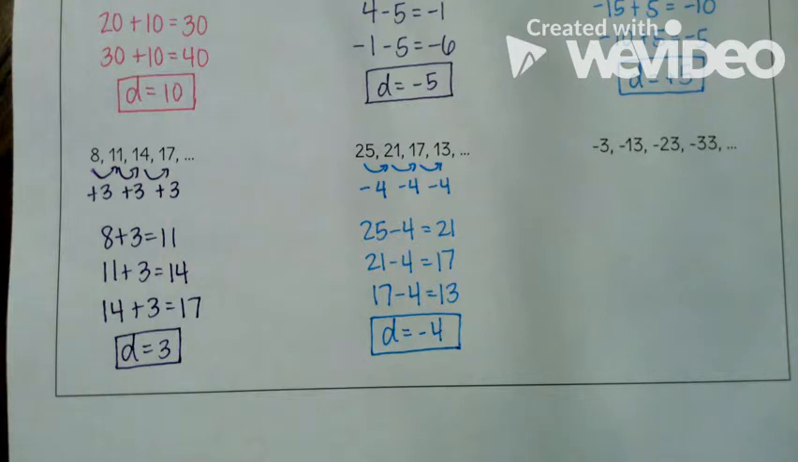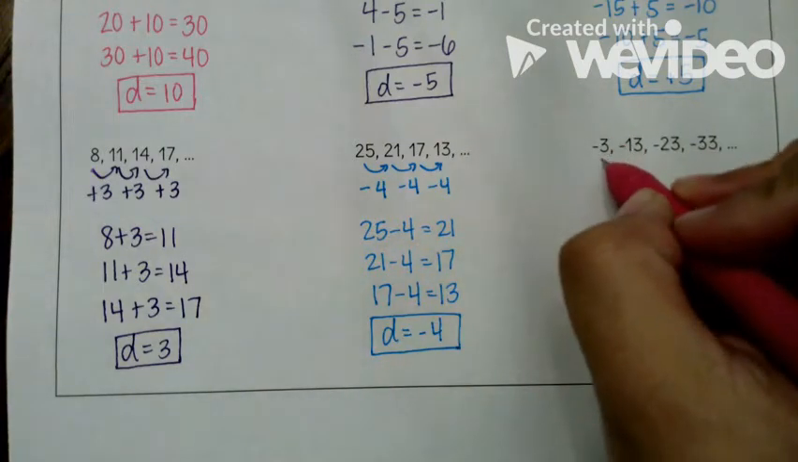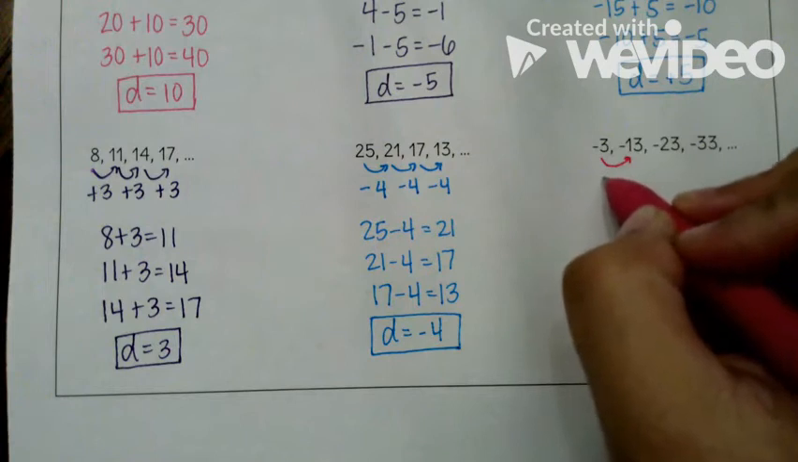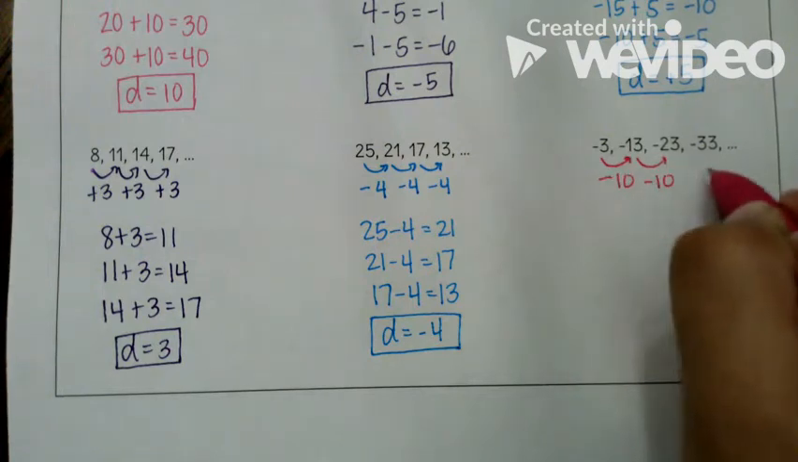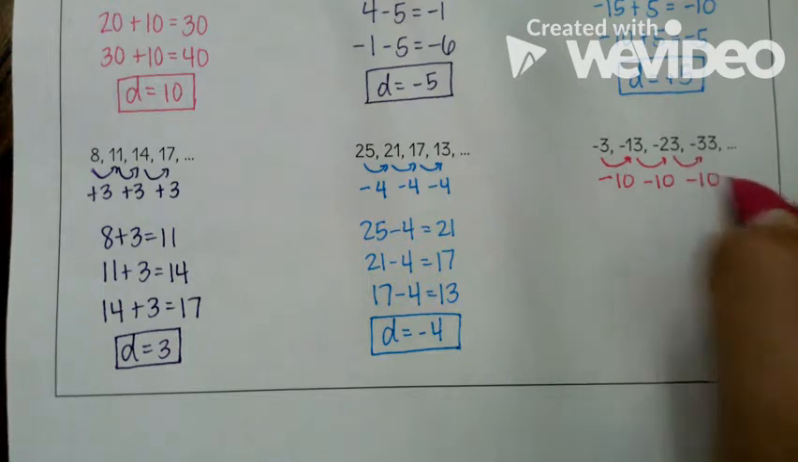And then my last one, if I have negative 3, negative 13, negative 23, negative 33, I can see it's getting more negative, so it's actually going to decrease. What do you think the common difference is? So for this one, it's going down by 10. So each time I am subtracting 10.